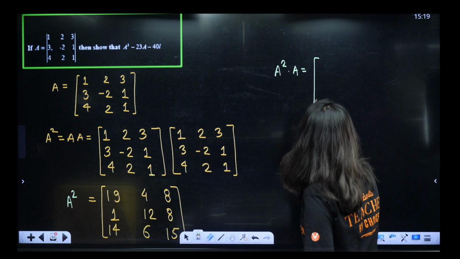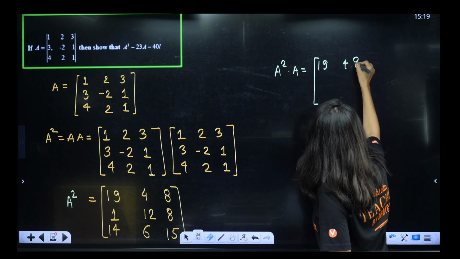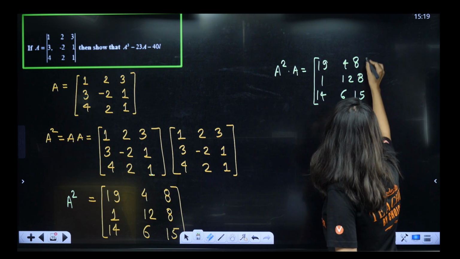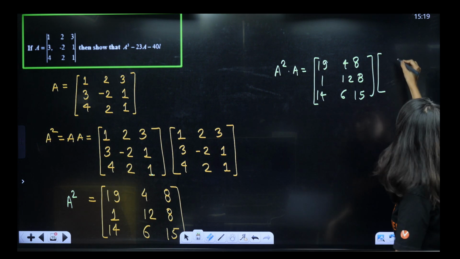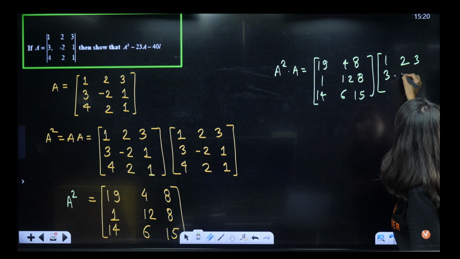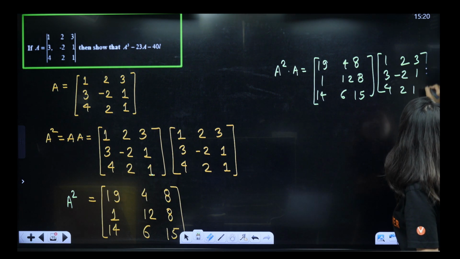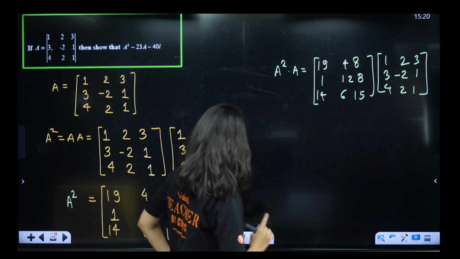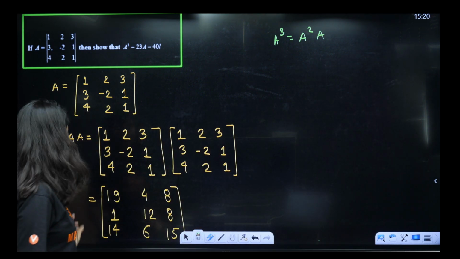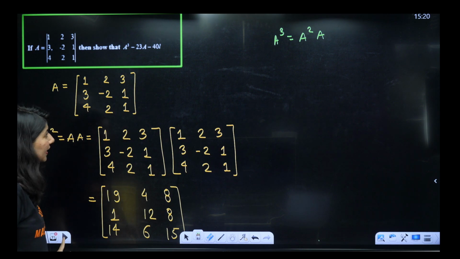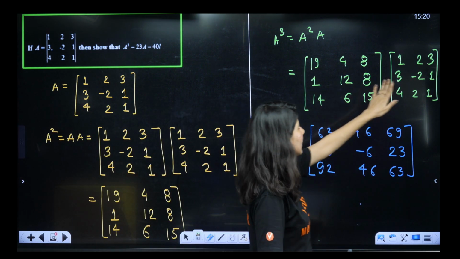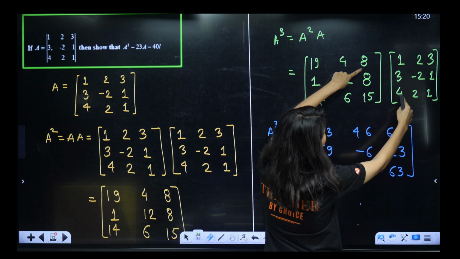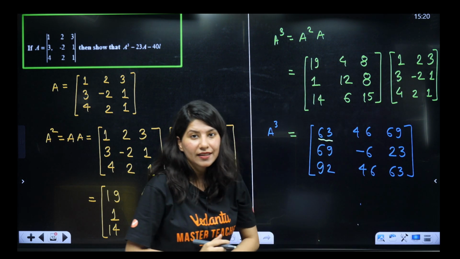A square into A. So, A square is, you know, 19, 4, 8, copy paste. 1, 12 and 8, 14, 6 and 15, correct? Multiplication with A. 1, 2, 3, 3, minus 2, 1, 4, 2, 1. Now multiply again, same thing, row 1, column 1 here, okay. So I have done that for you, right. This is A cube is equal to A square multiply A. So row 1, column 1, see 19 ones are 19, 4 3s are 12, 8 4s are 32. You are going to get 63.